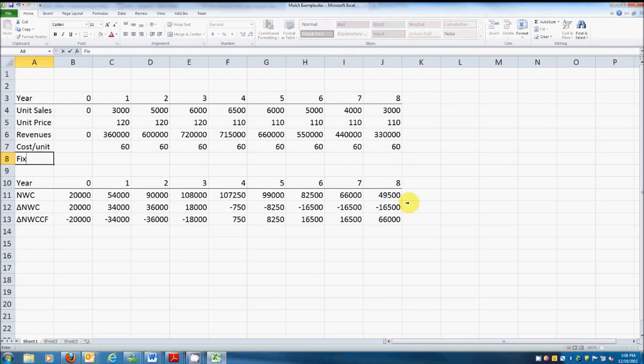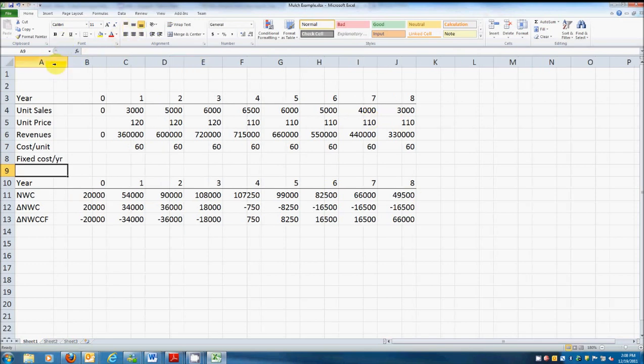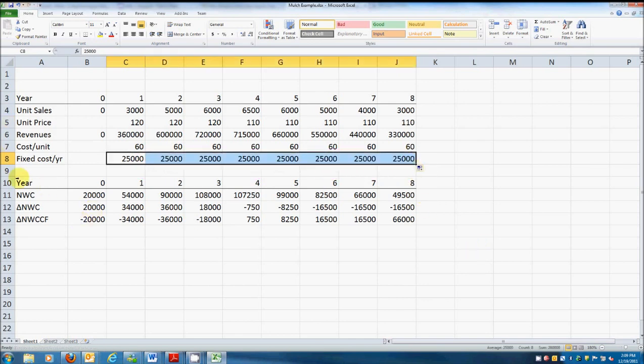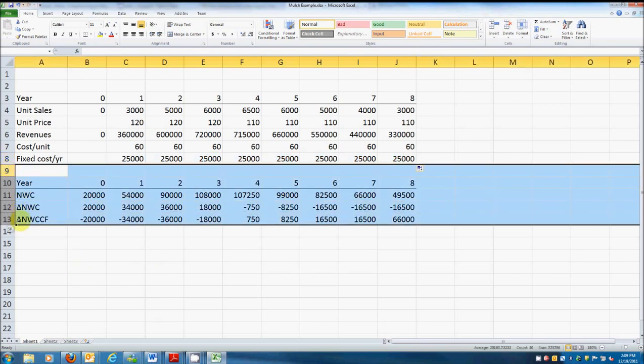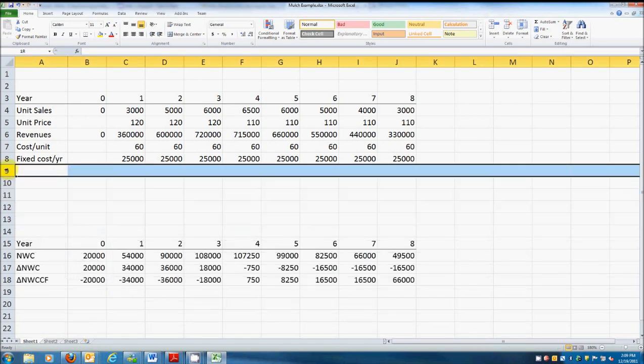And so then we also have a fixed cost per year. Now that fixed cost does not start in year 0. It starts in year 1. And they tell us that the fixed cost is, where is that at? $25,000 per year. And I'll just drag that all the way across. Now, here I'm going to insert some cells because we're running out of room. So I'm just going to highlight these rows and say insert. And that's just going to knock them down the page a bit.